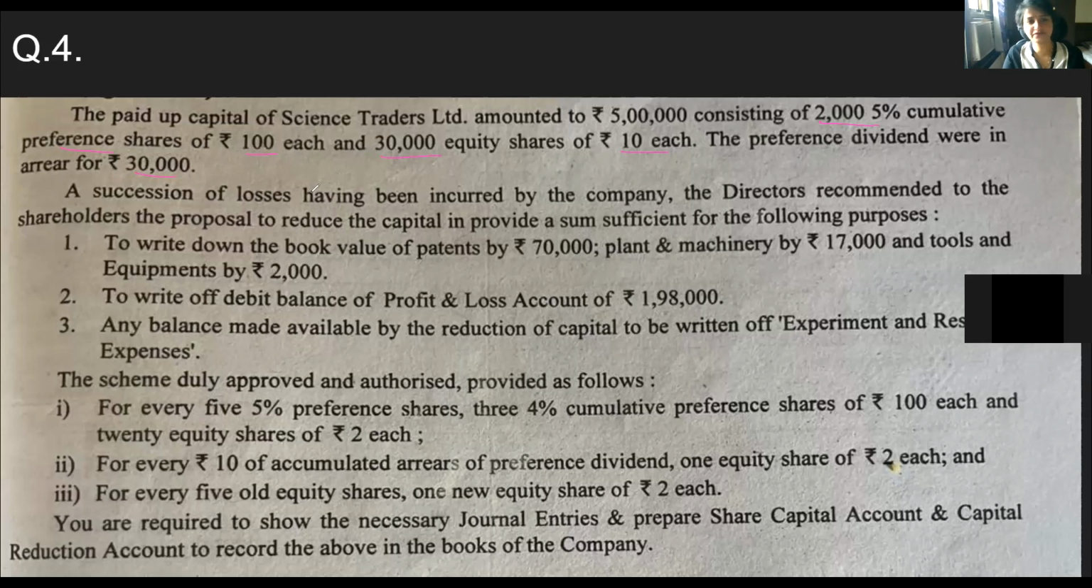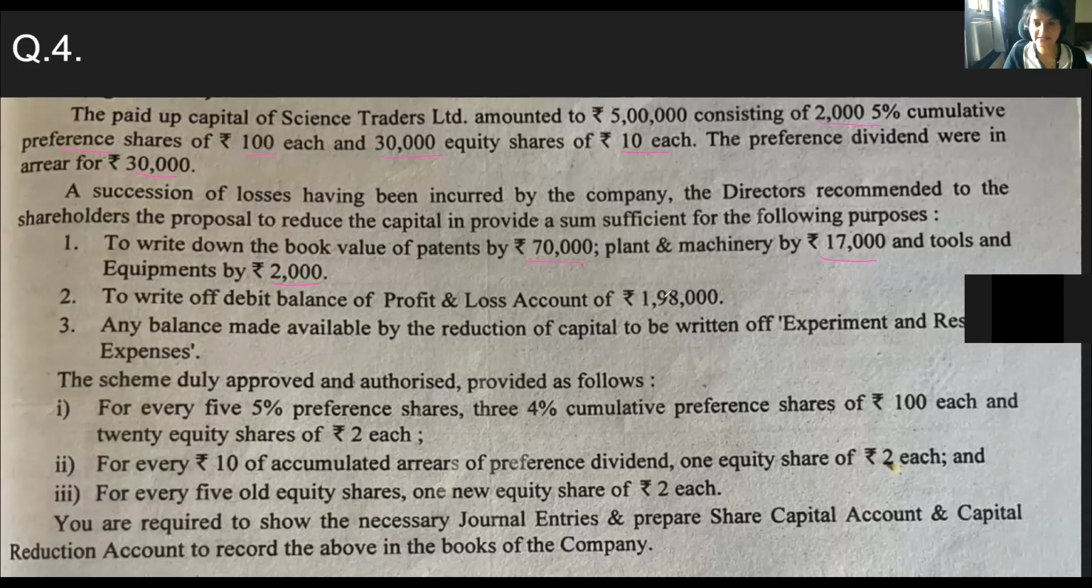Now, a succession of losses having been incurred by the company, the directors recommended to the shareholders a proposal to reduce the capital and provide a sum sufficient for the following purposes. So three things have to be written down: the book value of patents by rupees 70,000, plant and machinery by rupees 17,000, and tools and equipments by rupees 2,000. These come under write off; we have to debit the capital reduction account and take them out. We will do that last, okay. Three things have to be written off.